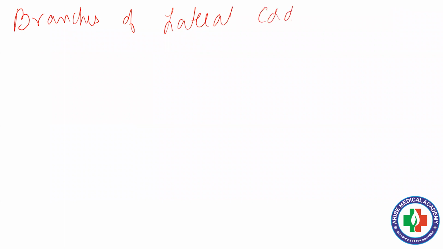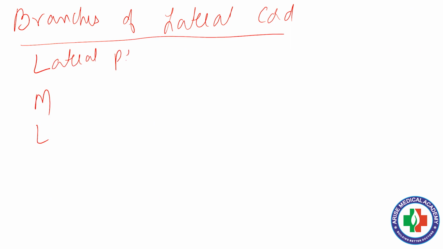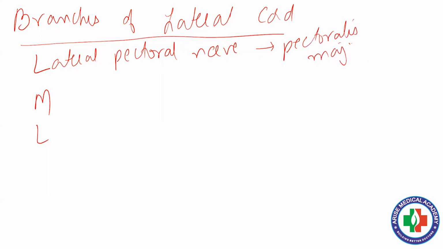The next thing we come to are branches of the lateral cord of brachial plexus. There are no branches from divisions, so we go to branches of the lateral cord. LML. In that we have lateral pectoral nerve. As the name says, it supplies the pectoral muscles, the pectoralis major. Pectoral nerve is easy to understand, nothing much about it.